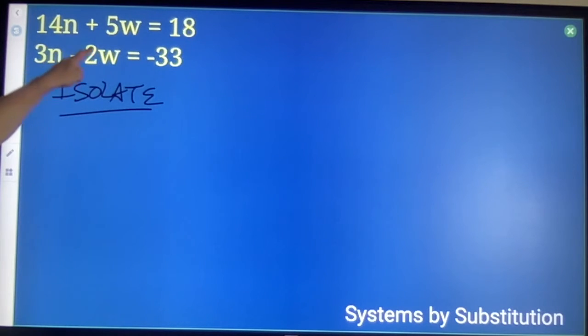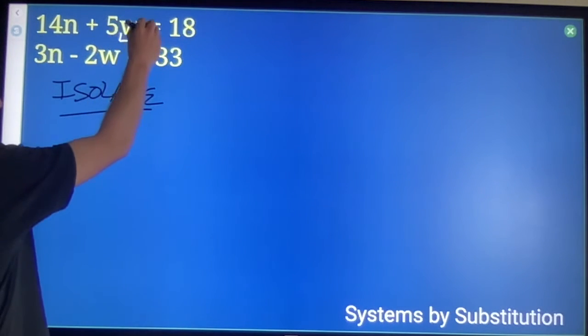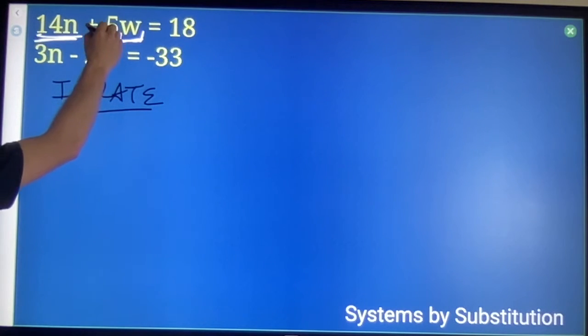Typically, if you have a multiplier of 2 or a multiplier of 5, they will be easier variables to get by themselves. Eventually, you're going to have to divide by that multiplier. So dividing by 2, dividing by 5 are pretty simple processes. I'm going to isolate that W right there, which means I need to get rid of a 14n, and I need to get rid of a times 5.